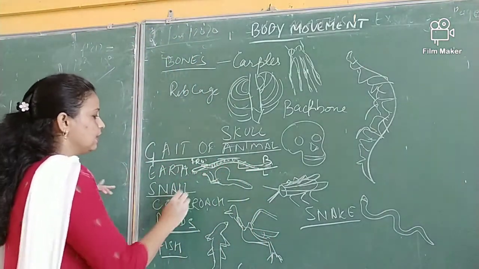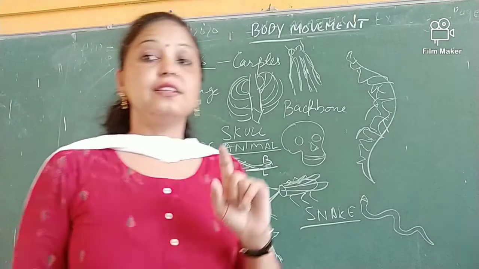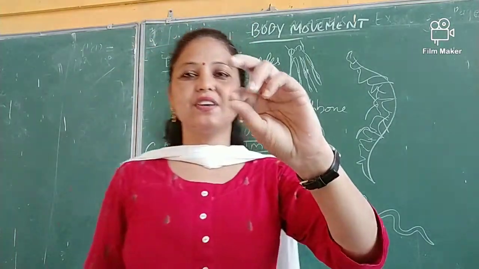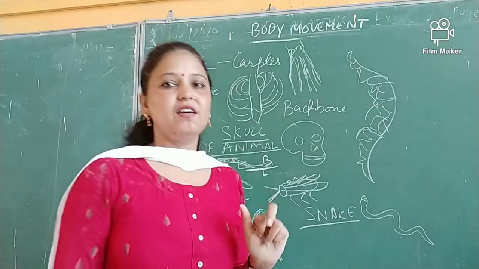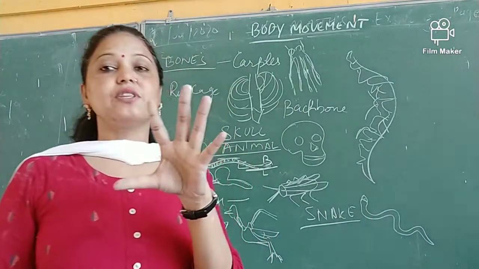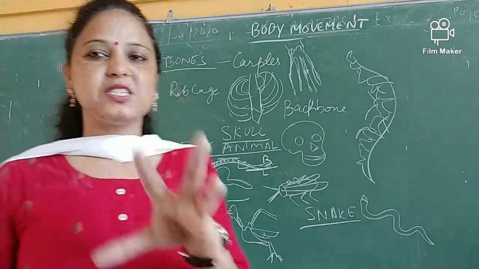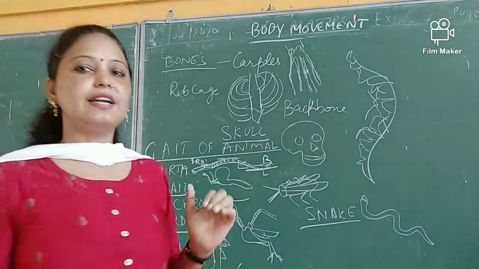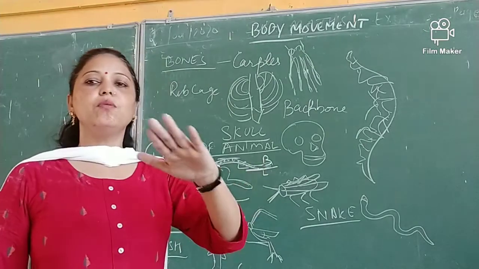Next is the snail. And one more thing is that in the earthworm, if you touch it, it has a slimy feeling. So that sticky and slimy feeling helps them to make a grip on the surface and be able to do the movement.